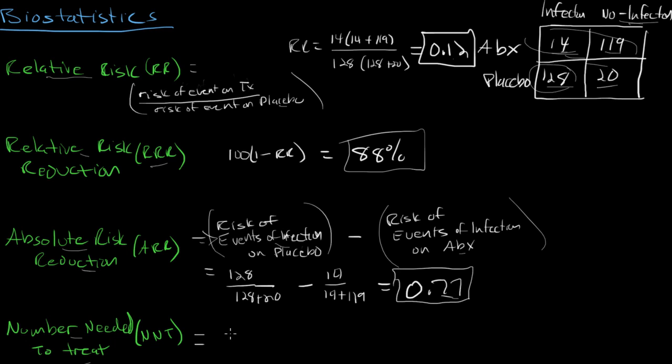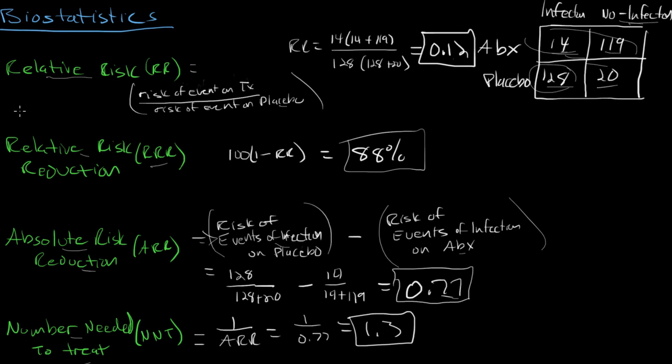Number needed to treat is just 1 over the absolute risk reduction. In this case, it's 1 over 0.77, which is 1.3. Our number needed to treat just tells us how many people we have to treat before someone gets a benefit. So I have to treat 1.3 patients before one patient will benefit from being treated with an antibiotic. And that's pretty good. 1 is as good as it gets. It means pretty much everyone you treat is going to get better.